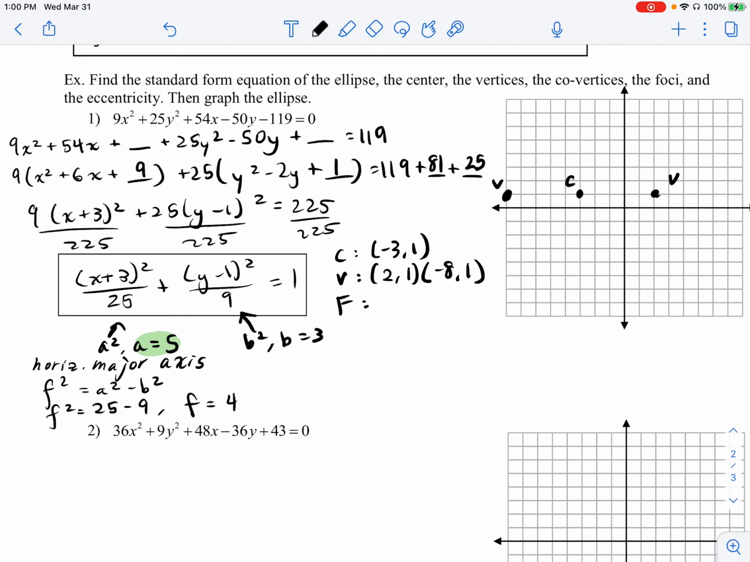So let's go ahead and plot those. I'll do this in a different color. 4 units away on each side. So there's my first focus. There's my second focus. So I can write this as 1, 1 and negative 7, 1.